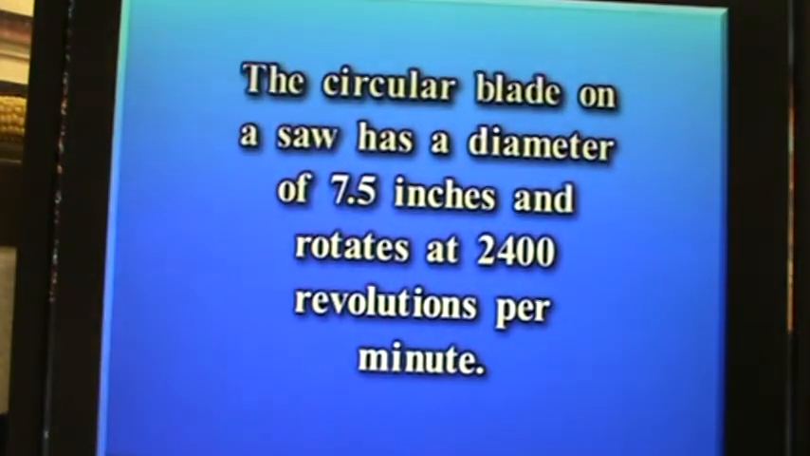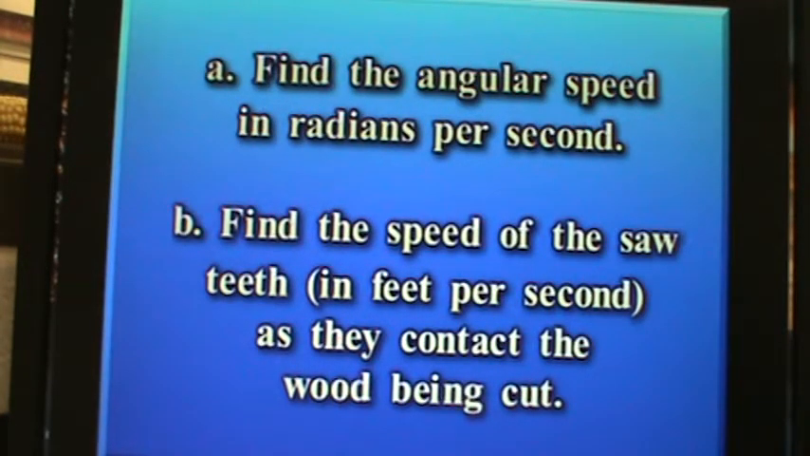Consider this problem. The circular blade on a saw has a diameter of 7.5 inches and rotates at 2,400 revolutions per minute. A, find the angular speed in radians per second, and B, find the speed of the saw teeth in feet per second as they contact the wood being cut.